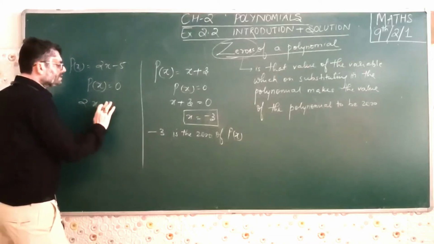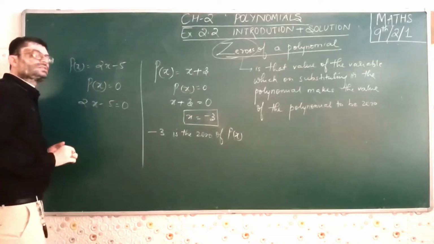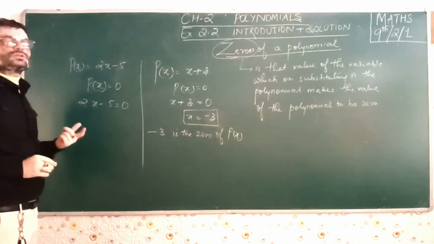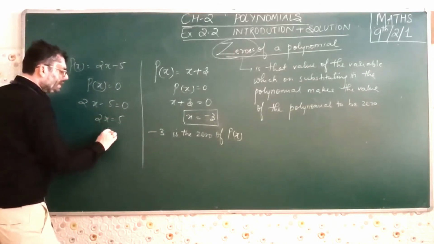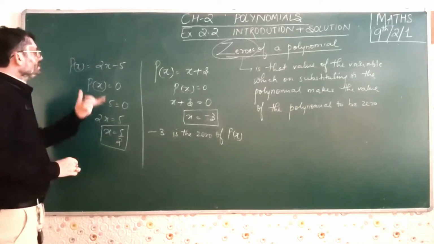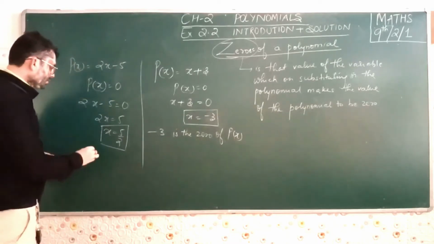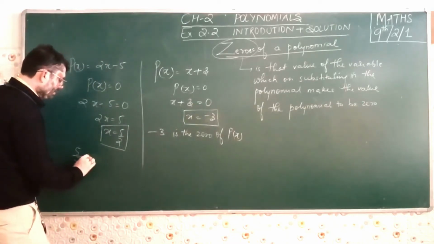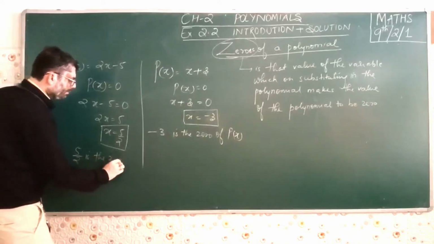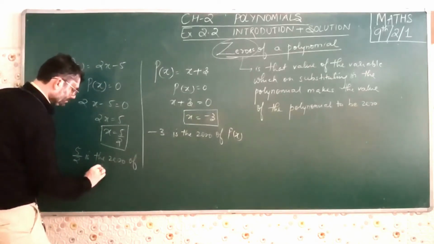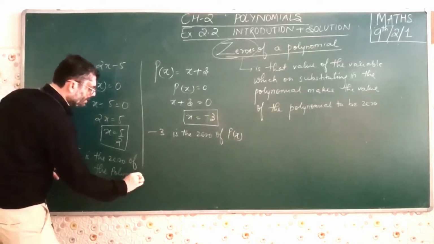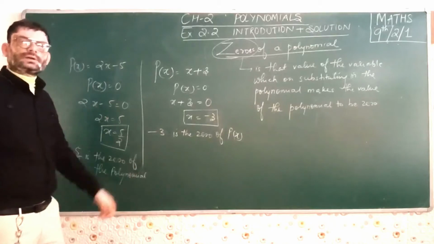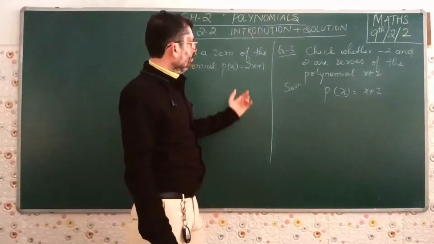If p of x is equal to 0, then we can say 2x minus 5 is equal to 0. Simply by solving like a simple equation, we can find 2x is equal to 5 and x is equal to 5 by 2. So at this value of x, the total polynomial becomes 0. So we can say 5 by 2 is the zero of the polynomial, that is p of x. Moving on to the next example.